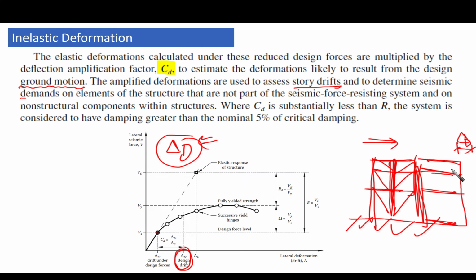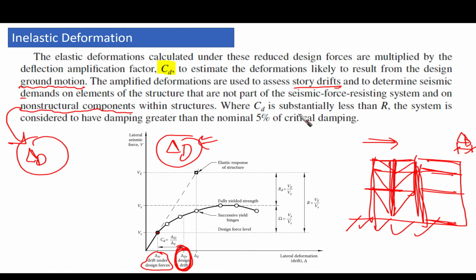If we're going to analyze for P-delta effect, for example, we need this delta, the real delta, not the drift under the design forces. We need the real delta: how the structure would behave in reality. And in non-structural components within the structure, we also need to know what the delta is, whether the non-structural components are going to withstand this delta or not. So it's important for us to know about this.